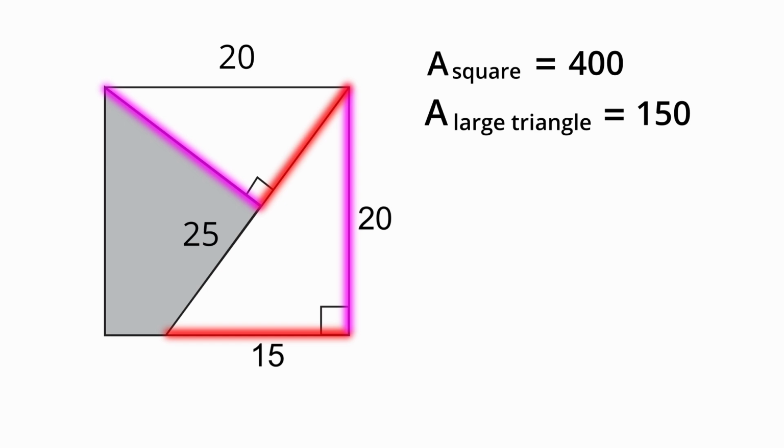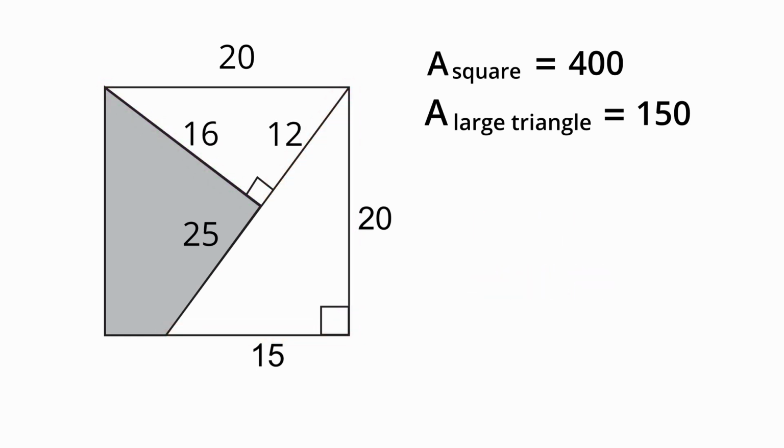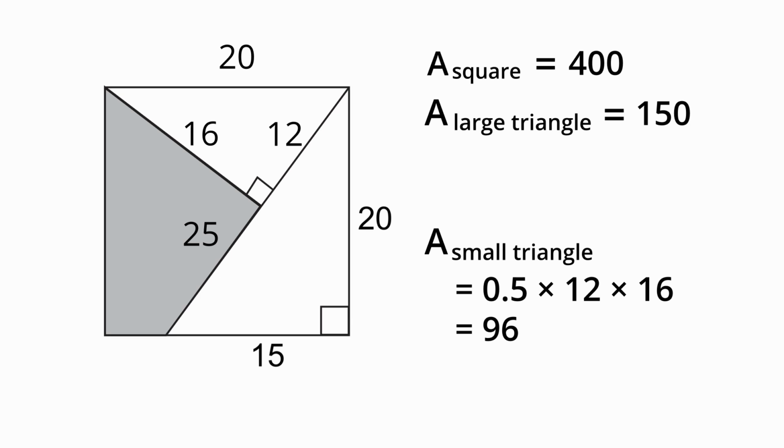So the lengths of the remaining sides of the smaller triangle are 4/5 of 15 and 4/5 of 20, i.e. 12 and 16 respectively. Hence the area of the smaller triangle is 1/2 times 12 times 16, which equals 96.